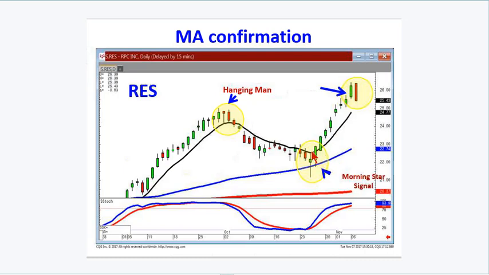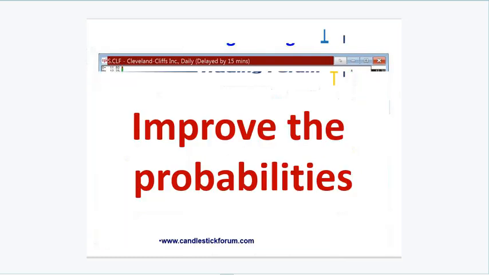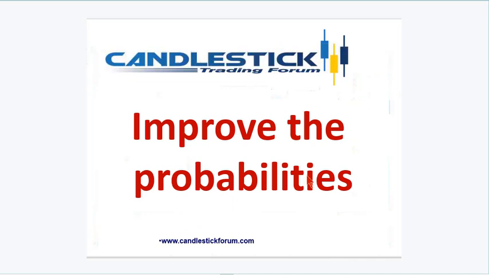So if I've got one thing confirming, that's good. If I've got two things confirming, that's better. If I've got three things confirming, that's even better yet. Another morning star signal, right smack dab off the 50. So essentially, all we're looking for is things that are improving the probabilities of being in the right place at the right time.